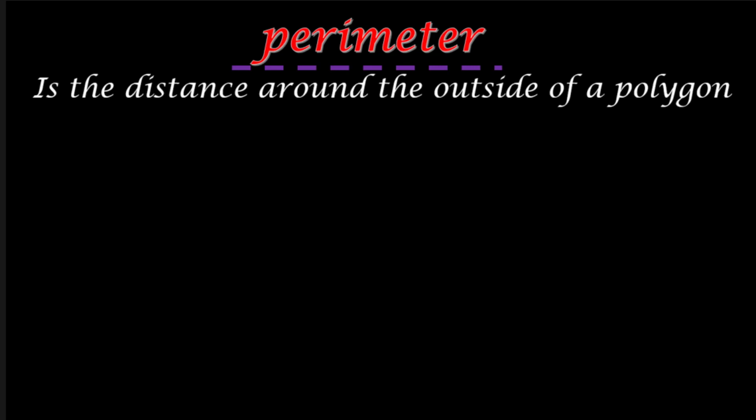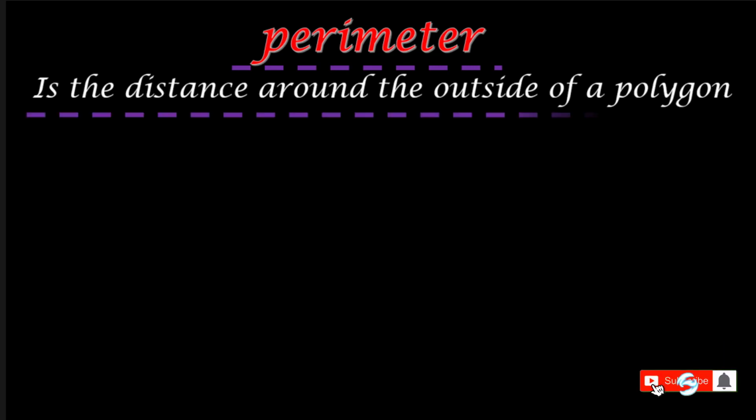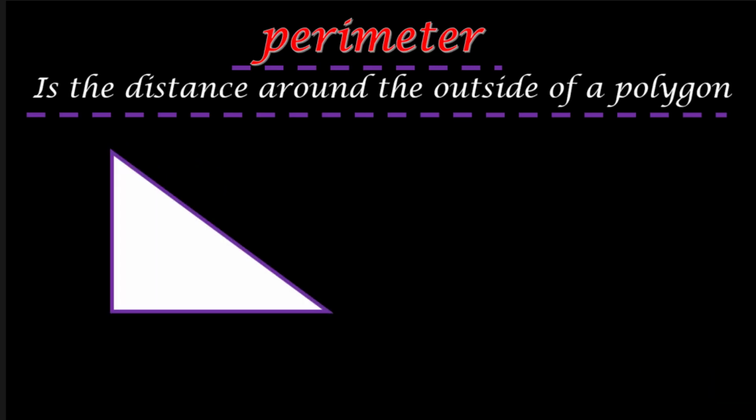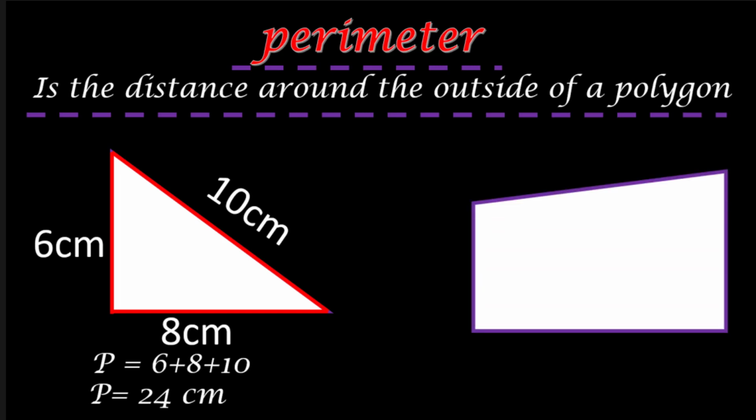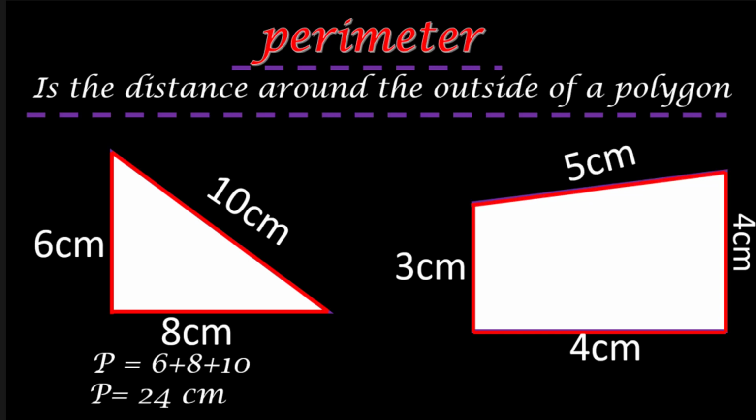Perimeter is the distance around the outside of a polygon. If we have a polygon like a triangle with sides 6 centimeter, 8 centimeter and 10 centimeter, to find its perimeter, just add all sides. It will be 24 centimeter. If we have a quadrilateral with sides 3 centimeter, 4 centimeter, 4 centimeter and 5 centimeter, to find its perimeter, just add all sides. It will be 16 centimeter.